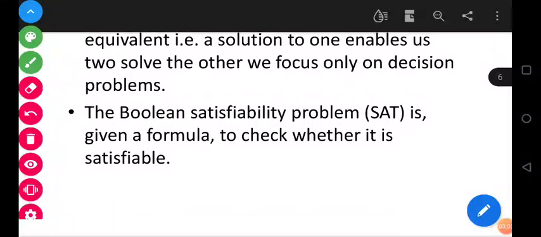So the first and the most important decision problem is the Boolean satisfiability problem, or the SAT problem. It is a problem where, given a formula, we have to check whether it is satisfiable. A formula is satisfiable if we can find a combination of input for which the formula's output is 1.